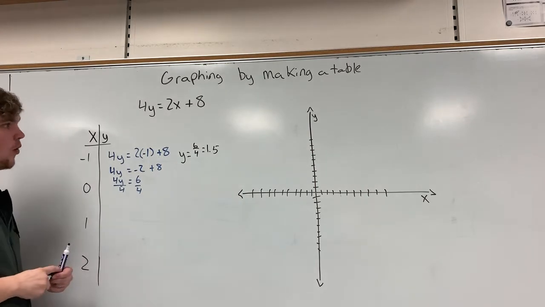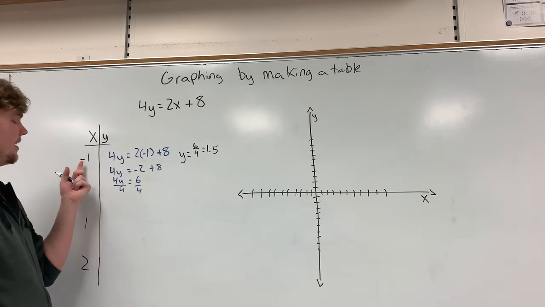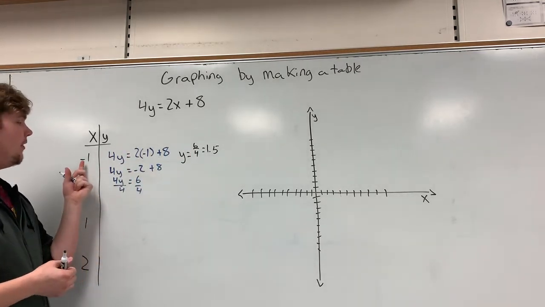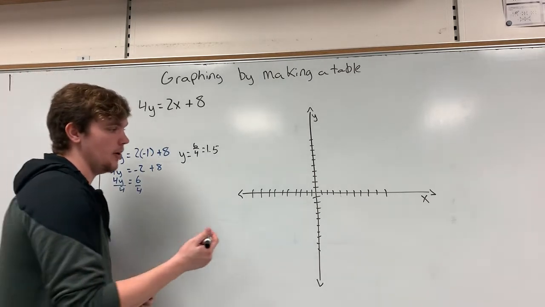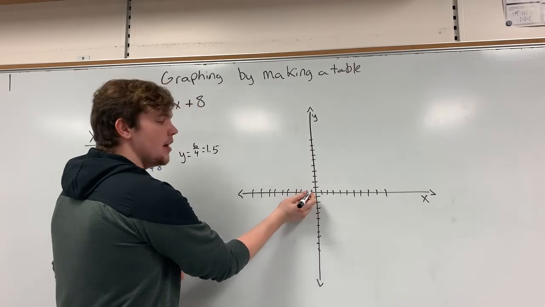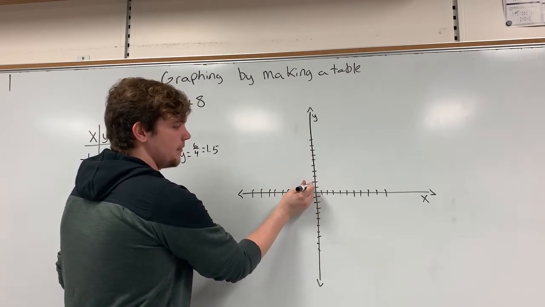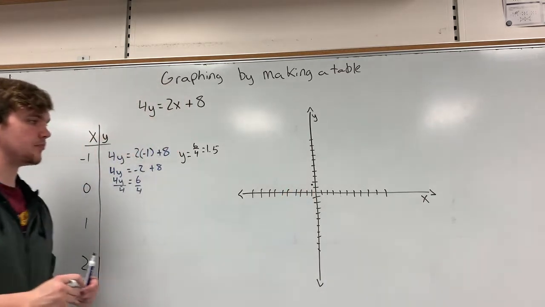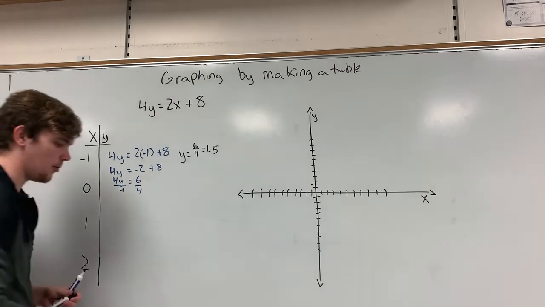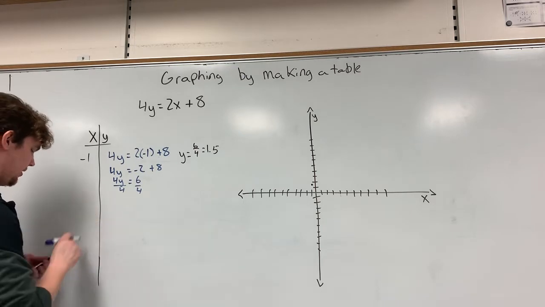Okay, so that's one of my points: -1, 1.5. I can go ahead and graph this. My x is -1, so I'm going to go left 1, and then my y is 1.5, so I'm going to go up 1.5, and that's my first point right there. Okay, now I've got 3 more to do, and I think I'm going to need a little bit more room here, so I'm going to go ahead and erase these down here.